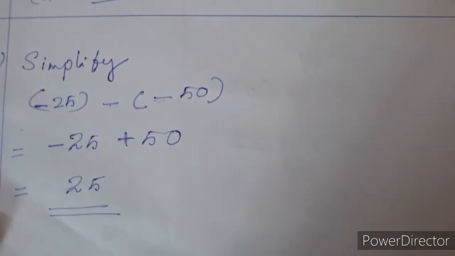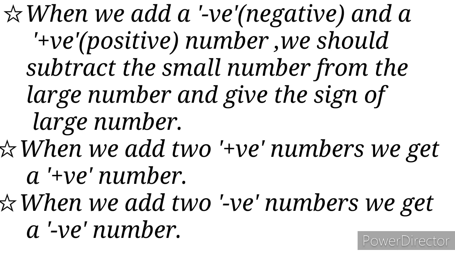Therefore the answer is 25. When we add a negative and a positive number, we should subtract the smaller number from the larger number and give the sign of the larger number. When we add two positive numbers, we get a positive number. When we add two negative numbers, we get a negative number.